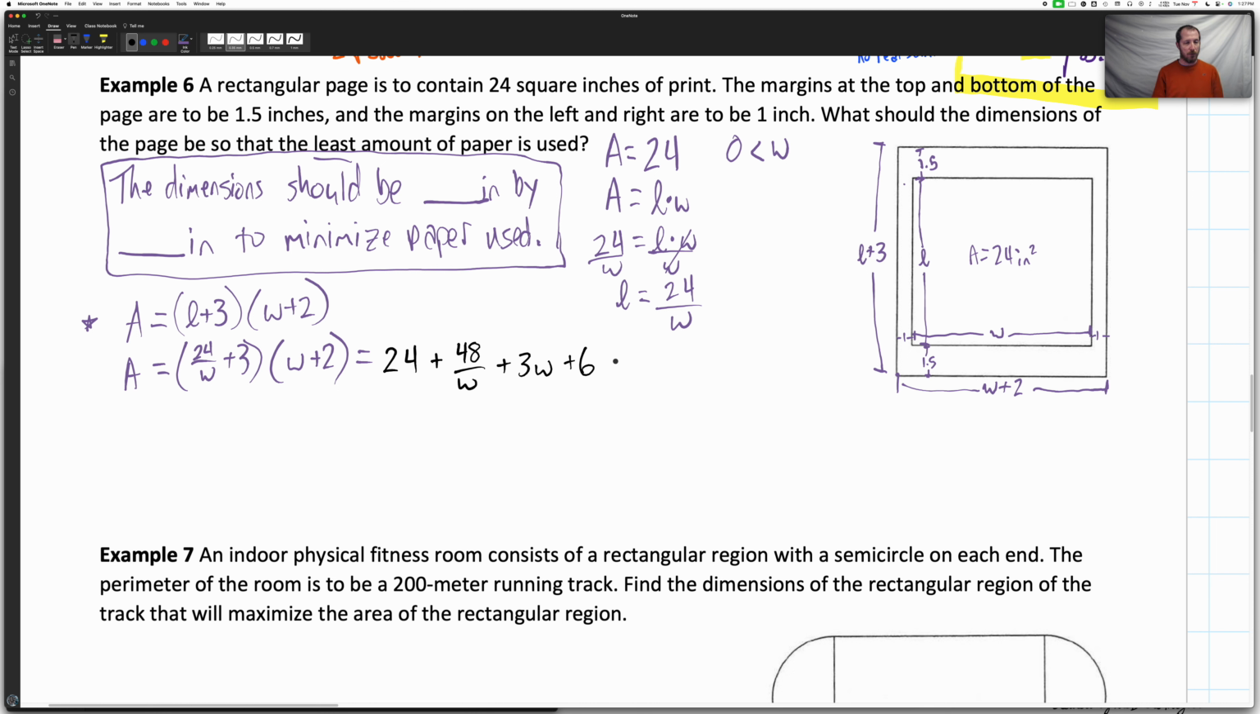I'm going to rewrite this one more time before I take that derivative, and put the constant at the end. Okay, 48. Actually, I'm going to go ahead and rewrite this as 48W to the negative 1 to make it more differentiable, plus 3W plus 30. Okay, so that's the one I want to take the derivative of.